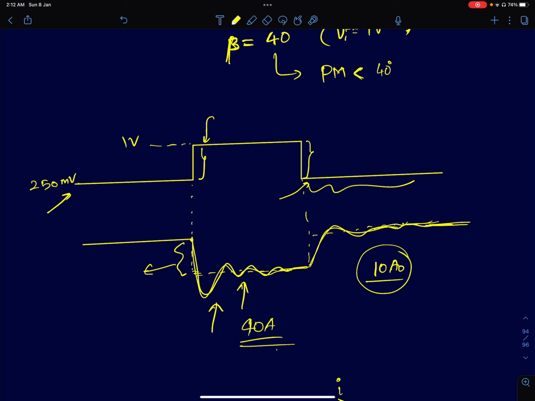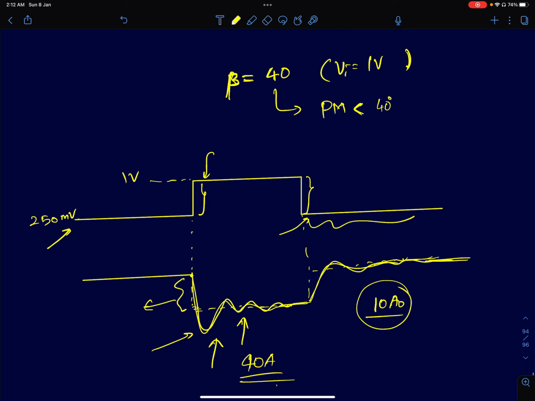Of course, the negative step will have a much larger ringing because the phase margin is going to be much poorer. I've written 40 here; in fact, it will be even less than 40. I'm sorry, I didn't get time to look at the exact values, but as I said, you just want to get the intuition behind it. So it's going to be a smaller value, and it's going to ring significantly.